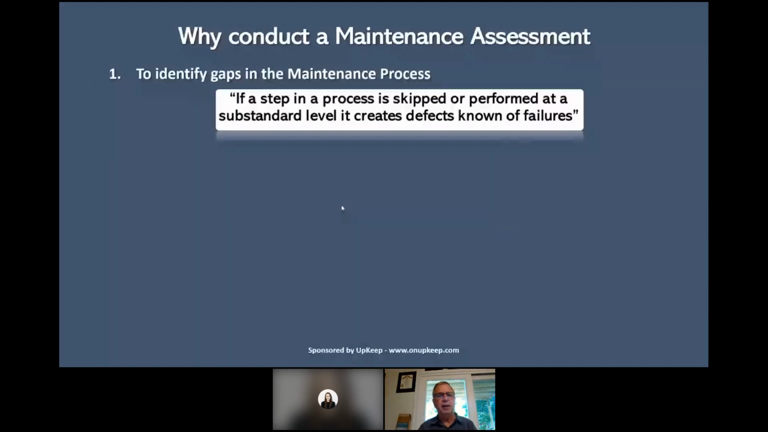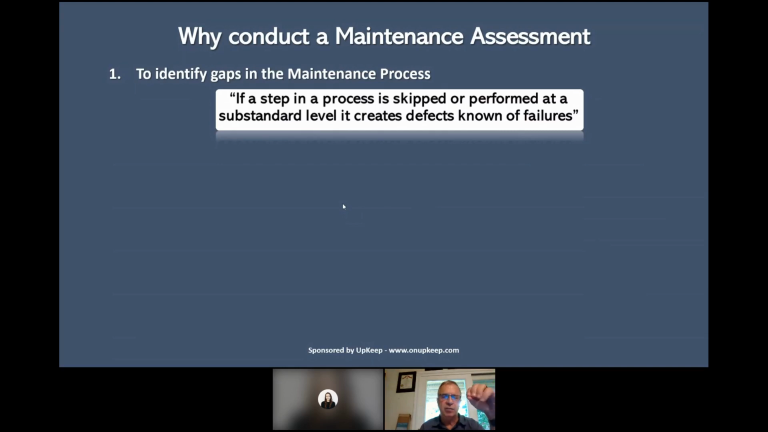So why conduct a maintenance assessment? We'll identify gaps in the maintenance process. I always say if a step in a process is skipped or performed at a substandard level, it creates defects known as failures. So what do you think? Everybody, each one of you texts in, what do you think? What is the gap in your maintenance process?